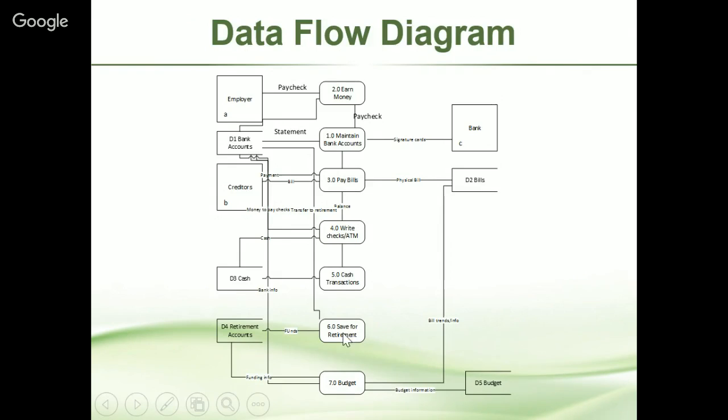And saving for retirement, you have retirement accounts. And when you're budgeting, you're going to get information from your bank account. You're going to get information from your retirement account. You're going to store your budget information, and you're going to pull information from the bills. So that's all the stuff that you're bringing together to do this budget. So as you can see, often at a high level, you're not really trying to get the nitty-gritty detail of how these are happening. You're just trying to get the system overview and understand the interactions between these things.